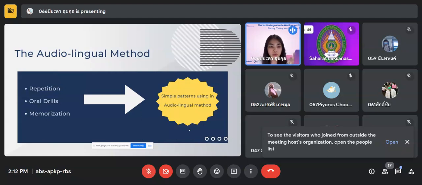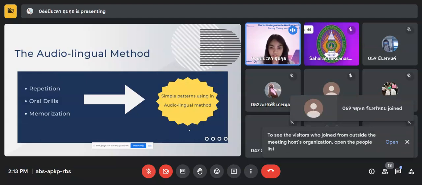The first one is repetition. Repetition, as I said from the beginning before I got into the content, means that you have to repeat again and again, okay? And second, oral drills. Oral drills, as I said, are communicative: you have to listen and speak. And the last one is memorization. Students have to memorize what the teacher taught them or what the teacher provided to them.